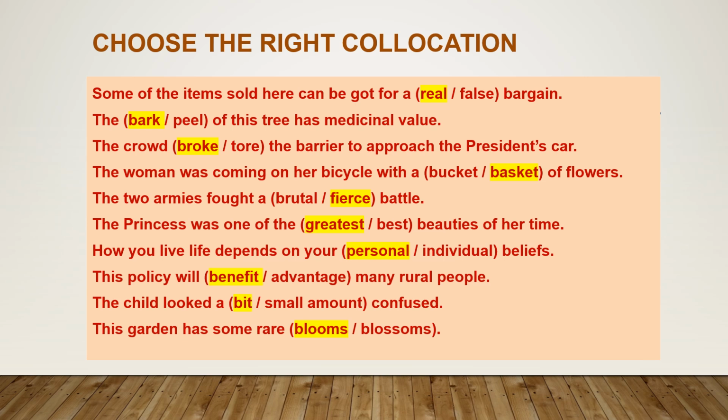Some of the items sold here can be got for a real bargain. Now, false bargain we never have. That collocation is not there. Even if the meaning is, then you say no bargain. Then you say that they are expensive. The bark of this tree has medicinal value. Bark and peel sometimes synonymous, but not here. The correct collocation is bark.